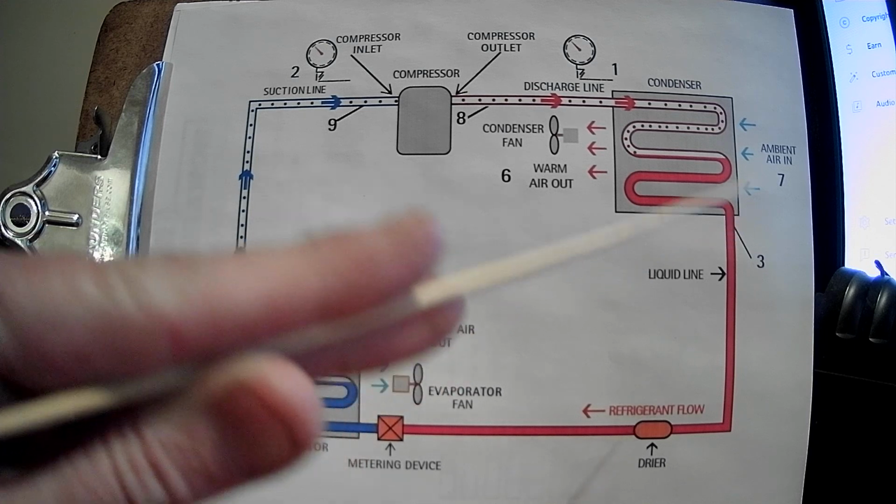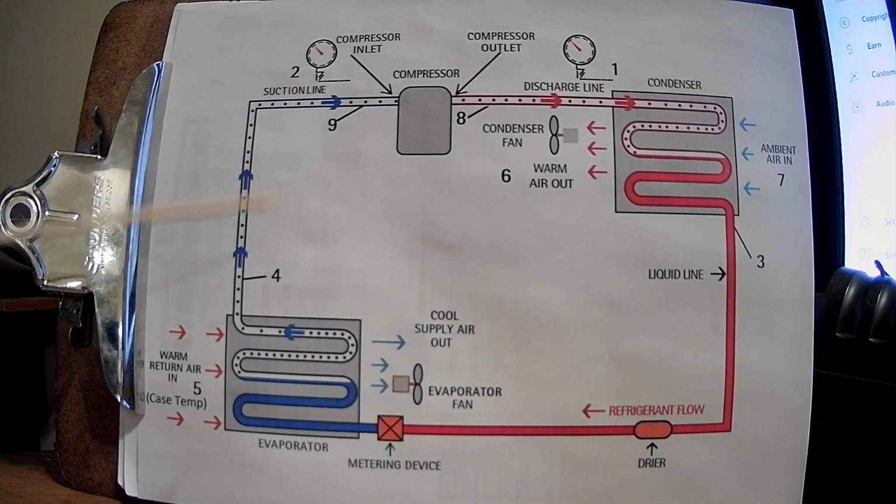Simple enough. Next, I want suction line temperature. This is going to be the larger line coming out of normally the top of the evaporator. I want you to measure as close to the evaporator as you can, and that's your suction line temp.